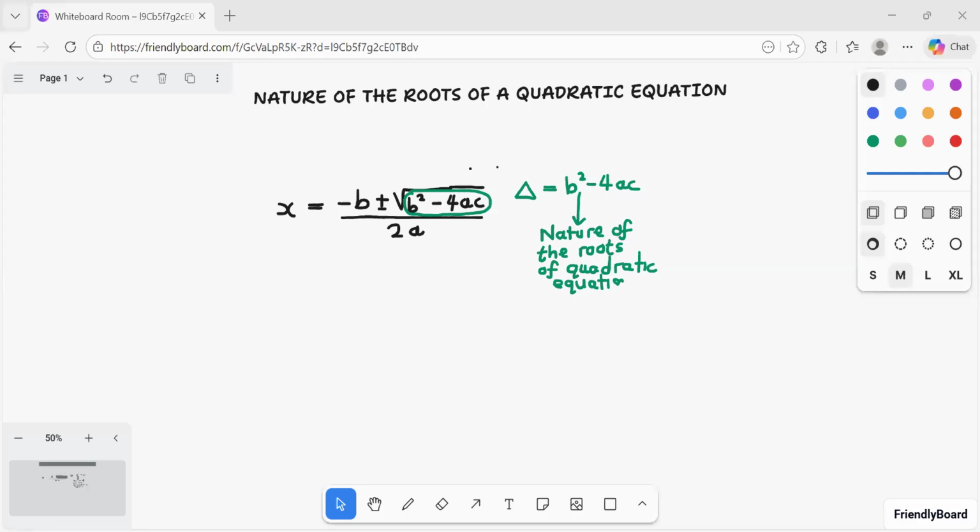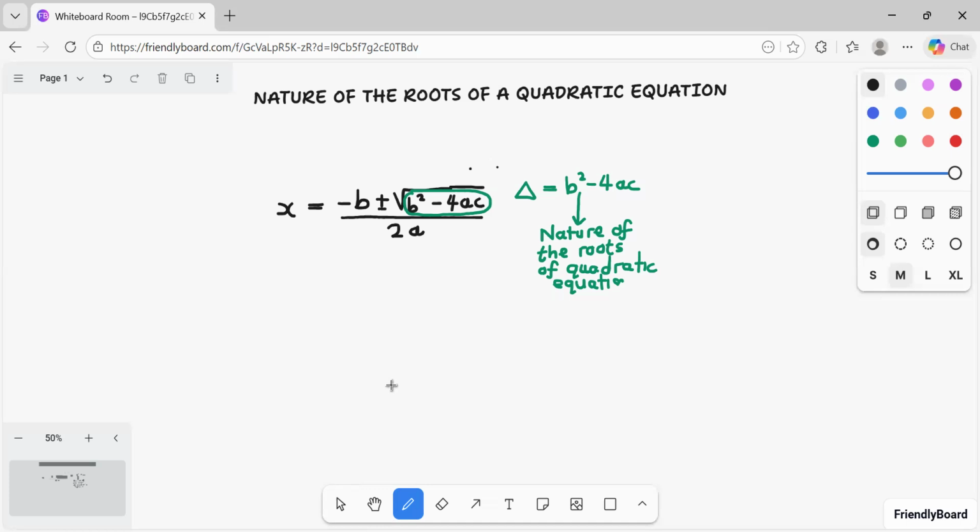All right, today we're gonna be looking at the nature of the roots of a quadratic equation. On the board, I've written two formulas. The first one in black is known as the quadratic formula: x equals minus b plus or minus square root of b squared minus 4ac over 2a. Inside of the square root, I circled in green the b squared minus 4ac. That b squared minus 4ac, we call it delta.